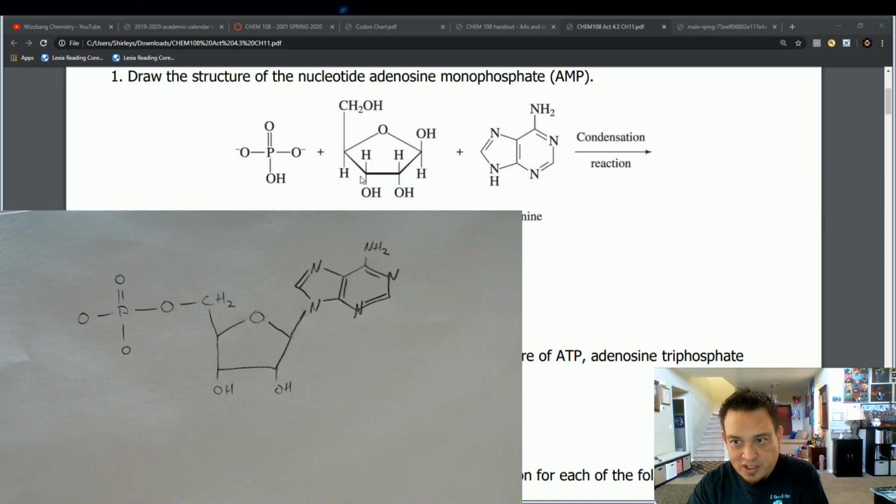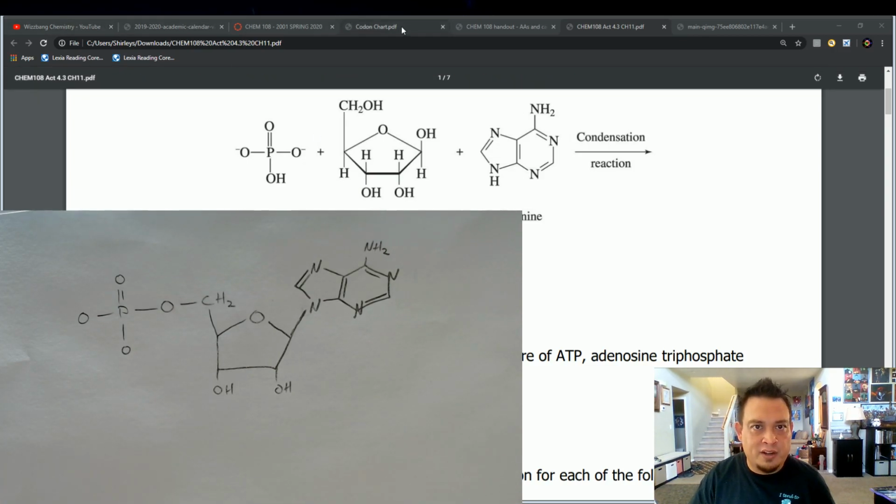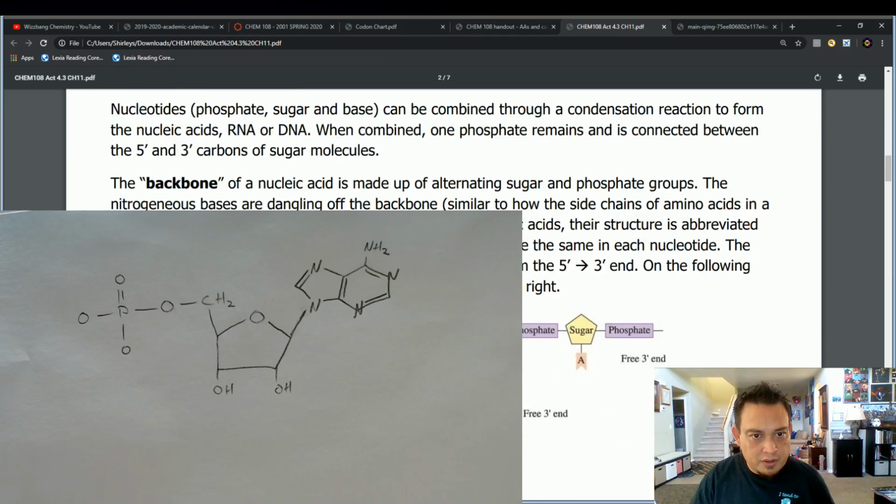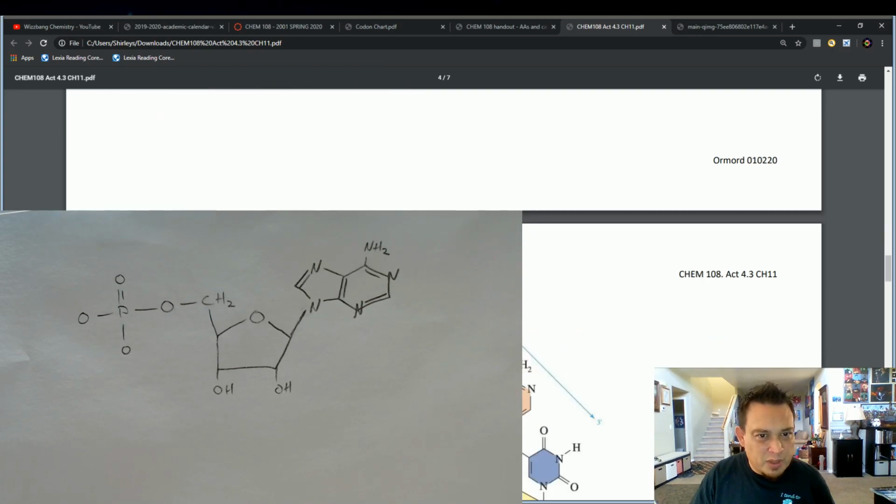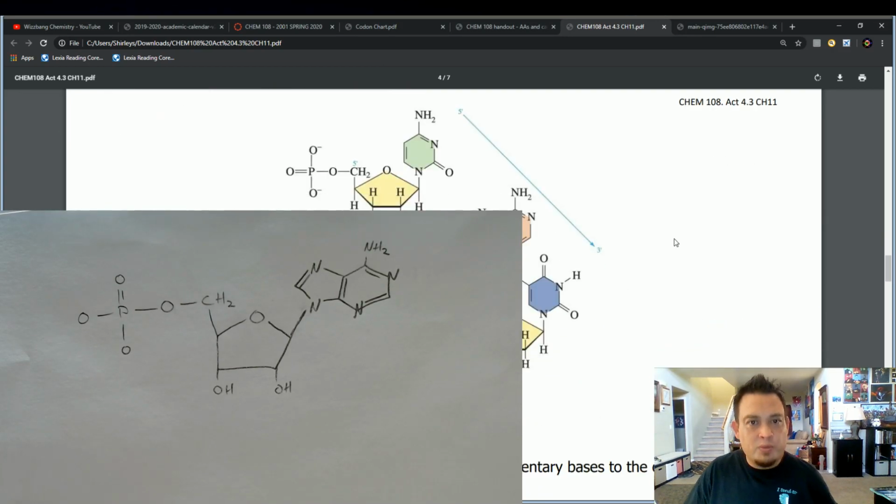Do you guys have any questions about this drawing? Any questions? Yes, how do we know which nitrogen to connect it? I do have a handout that shows it to you. I think it was in the handout itself too. Let me check this real quick. I think it shows it in here. Oh no, it doesn't. Oh, right here. Actually, they do right here.